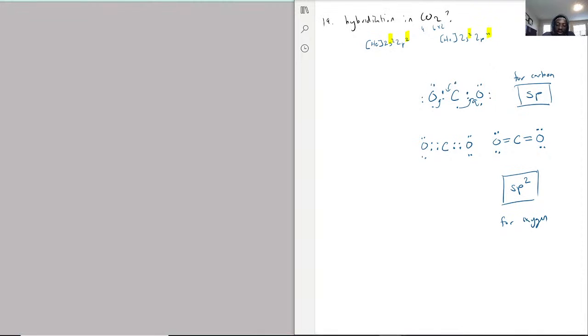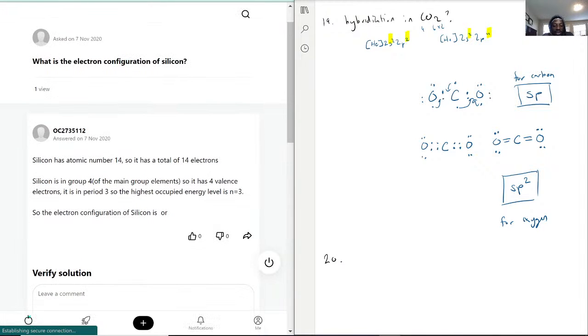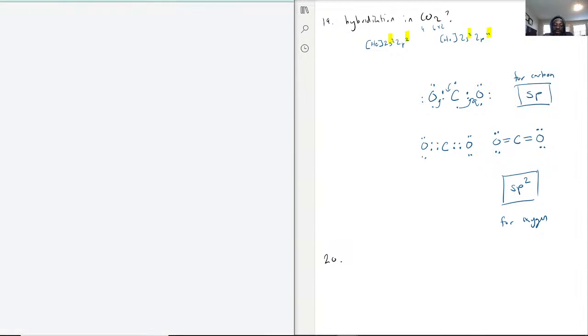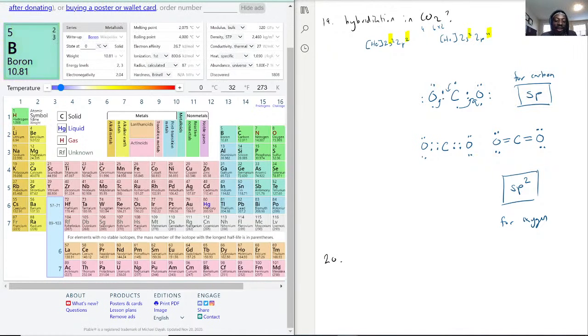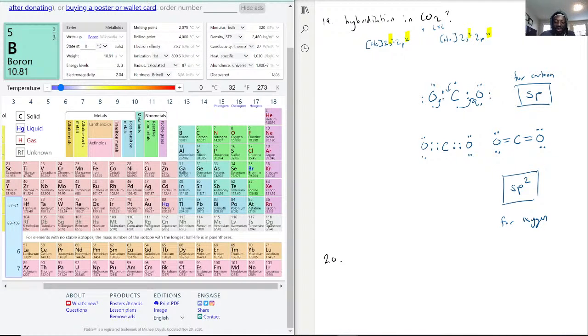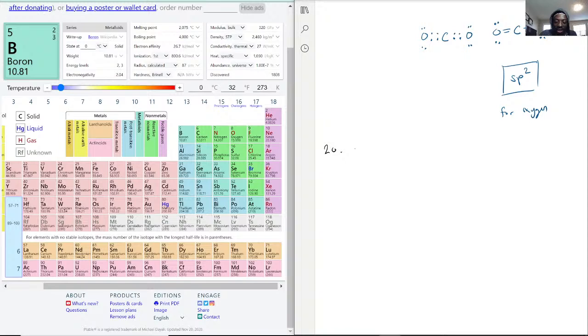19 questions in. There's one question left, question 20. What is the electron configuration of silicon? Well, I'm glad you asked. I'm sure if you're getting so much practice, you might be getting sick of these. Electron configuration of silicon.